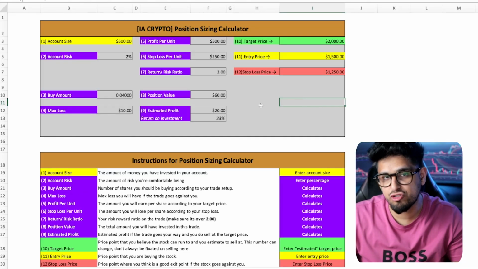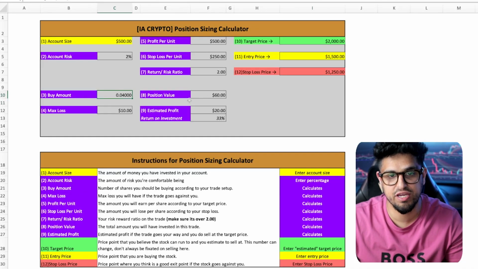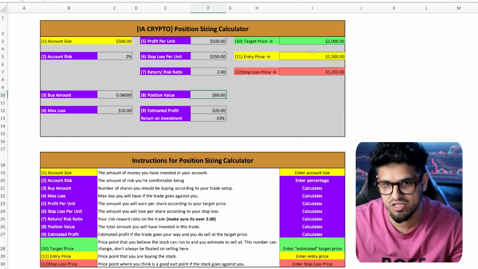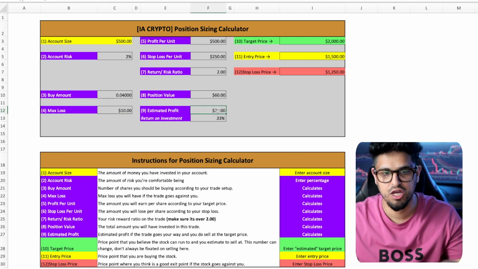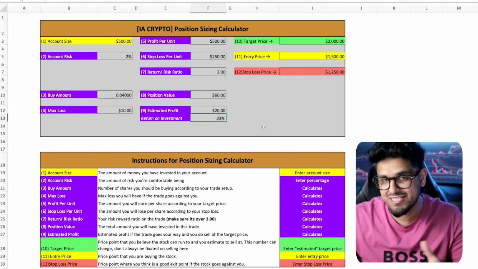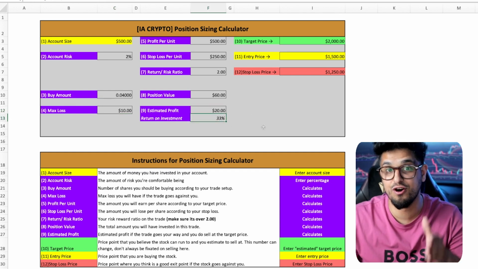And again, I'm going to jump back into the simulator to show you how quickly your account can start to grow. So jumping straight back into it, it's saying buy 0.04 Ethereum. That's going to cost you about $60 at the simulation I'm using right now. Maximum you're going to lose if it hits your stop loss is $10, but you can make 20 if you're right. And that's going to give you your 33% return on investment.